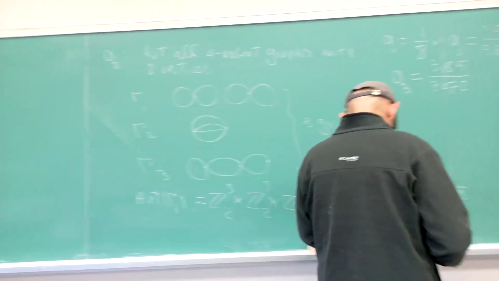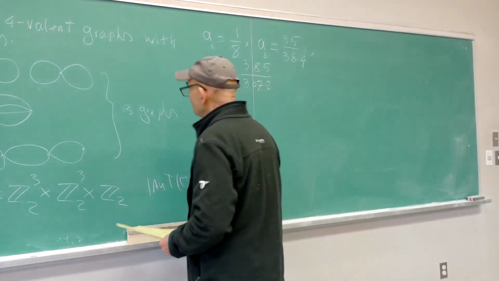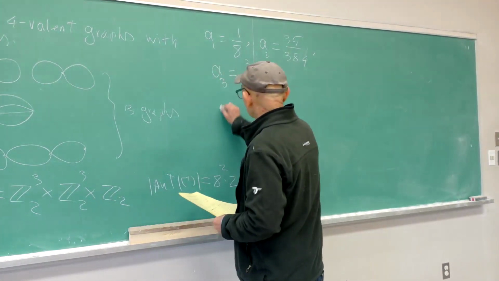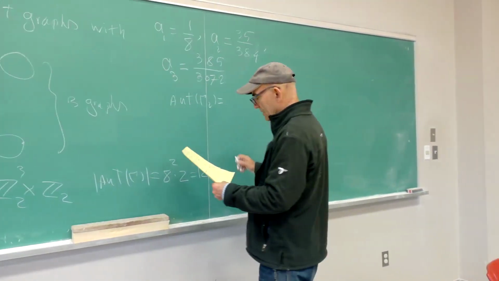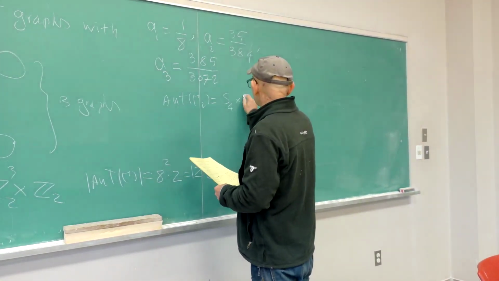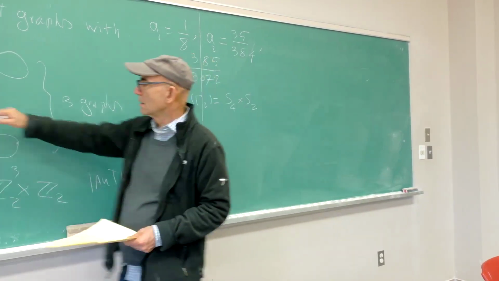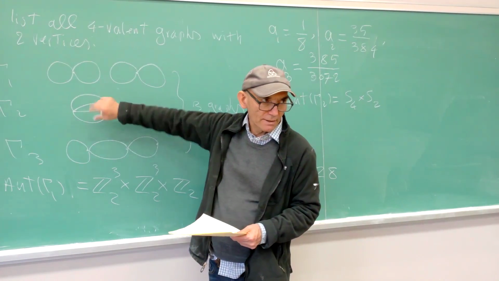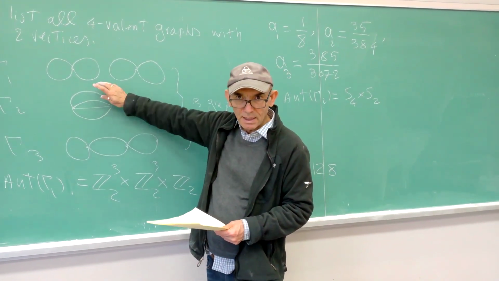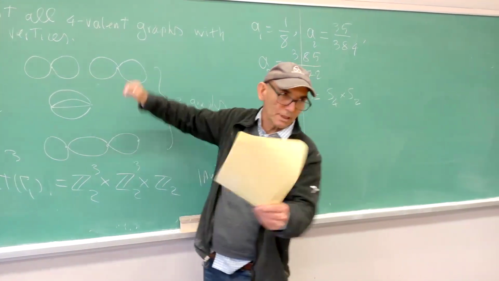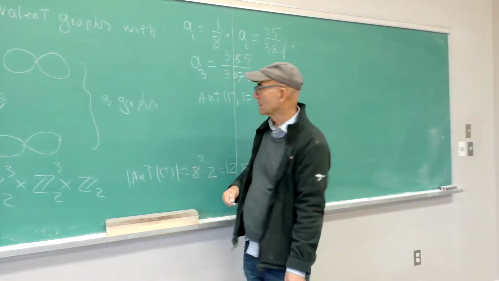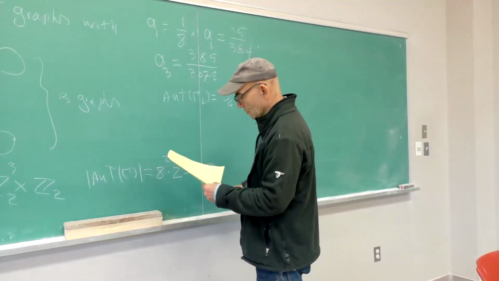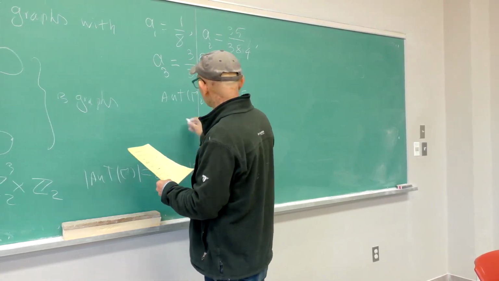Sure. Okay, excellent. Then we look at the automorphisms of gamma 2. This is S4 cross S2. I mean, this is S4: you're permuting the bands. And there is also S2, which is swapping the two vertices. So this is S4 cross S2. Then the order of this group is 48.